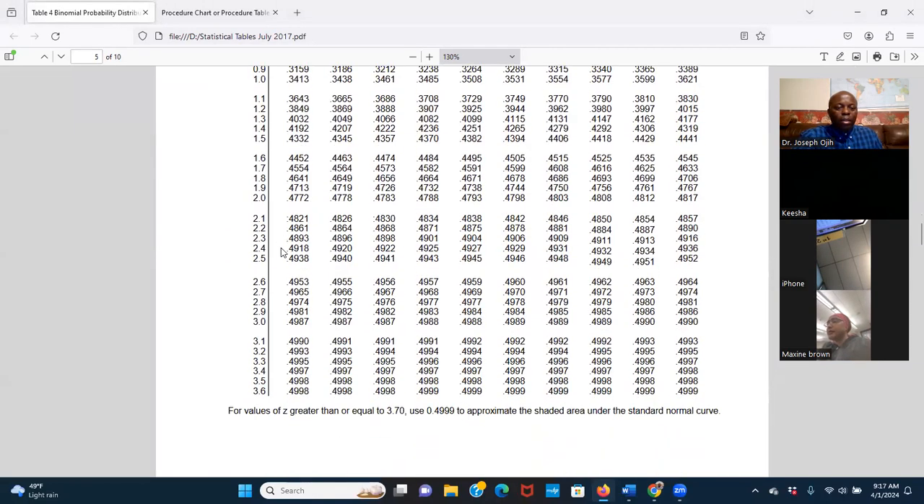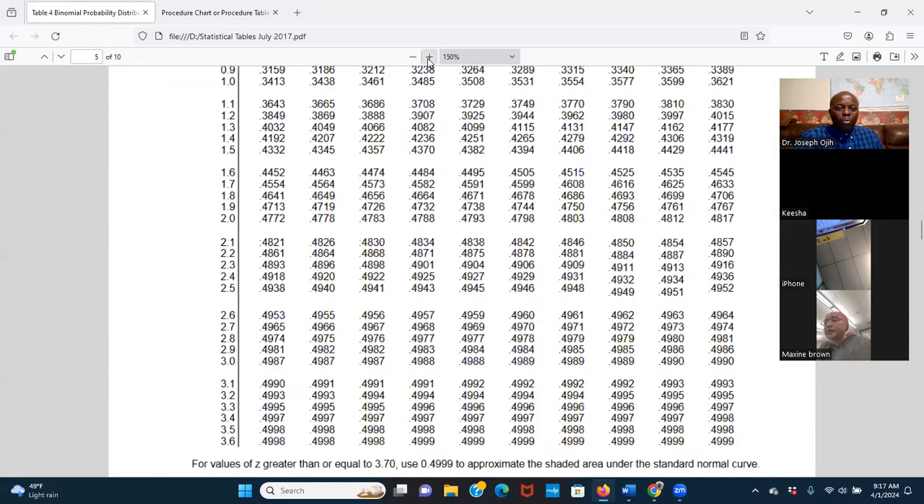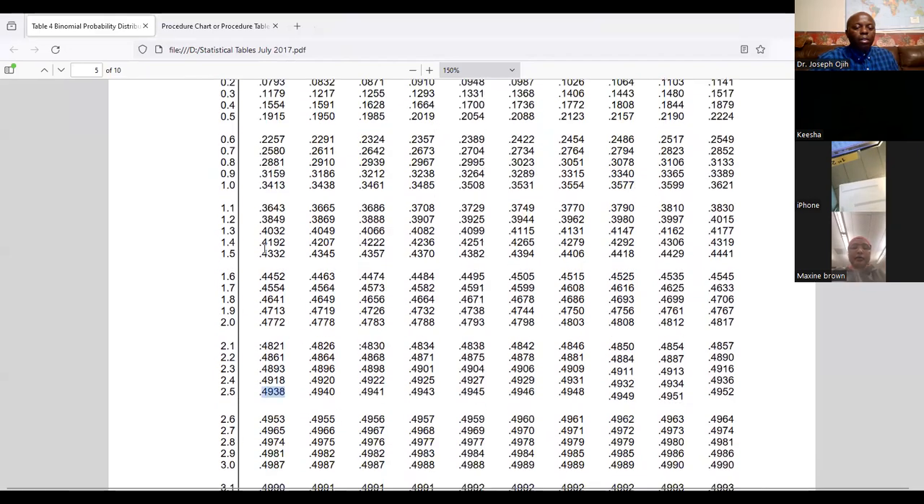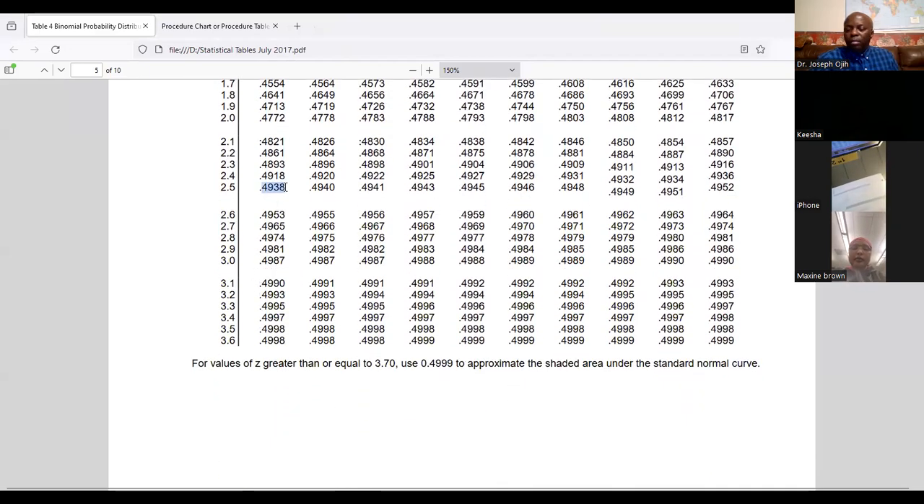So it's going to be 0.4938. I hope you can see it, 0.4938. So I'm going to reconfirm it again. 2.5 under zero, 0.4938. Good. So we just put it right there.